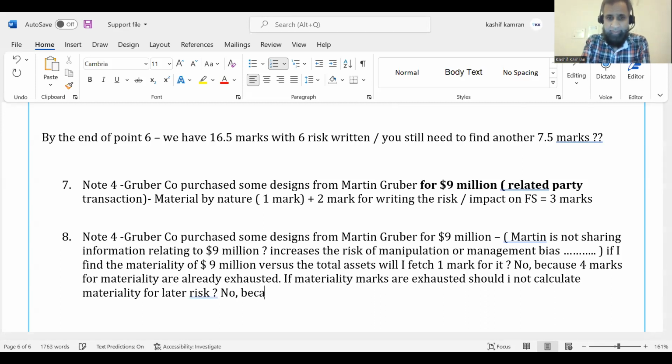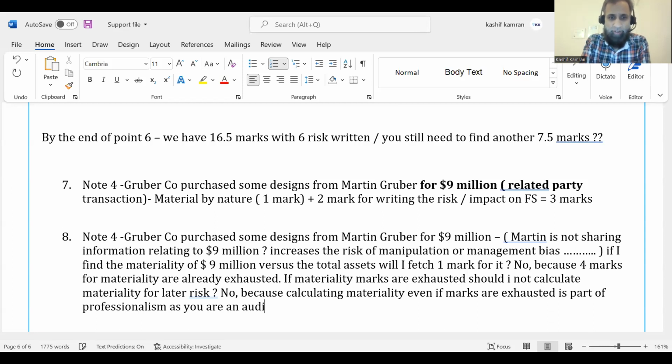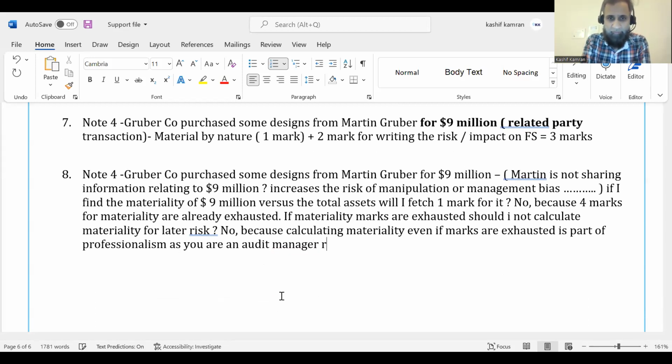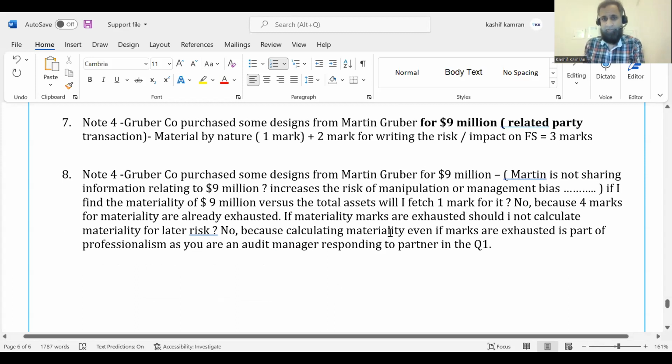No, because calculating materiality, even if marks are exhausted, is part of professionalism, as you are an audit manager responding to a partner in question number 1. You are a manager, you're responding to a partner. How can you refuse to comment on materiality even though you're not getting marks?